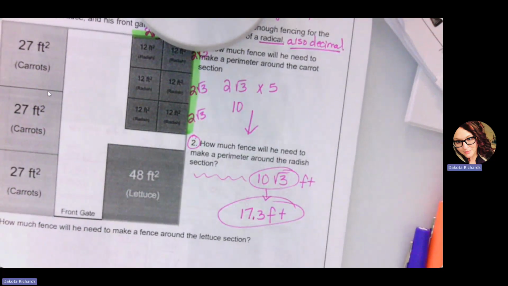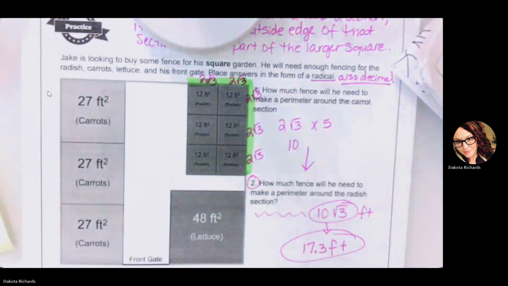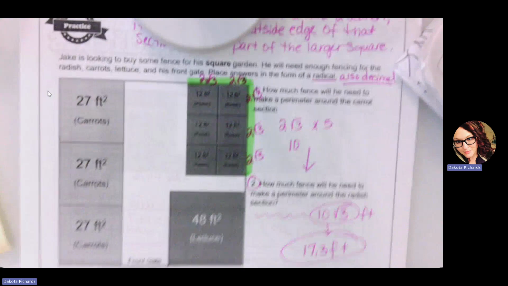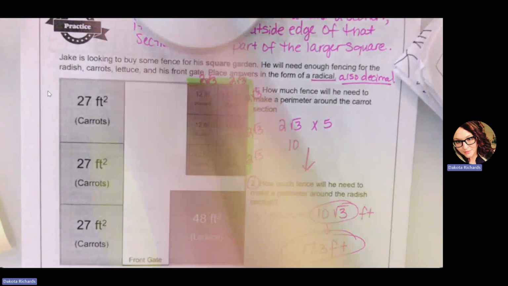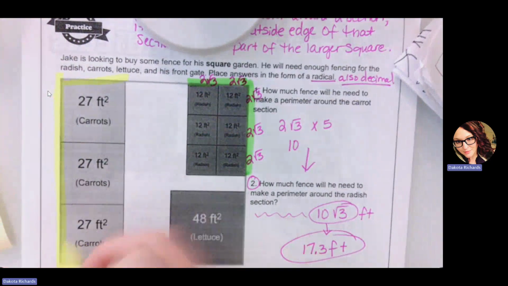Okay. So that is your homework, is to finish 1, 3, and 4. We did 2 together. Again, when it's asking you for something, it's talking about the outside edges. So like number 1, how much fence will we need to make a perimeter around the carrot section? You only need this. You only need the outside.